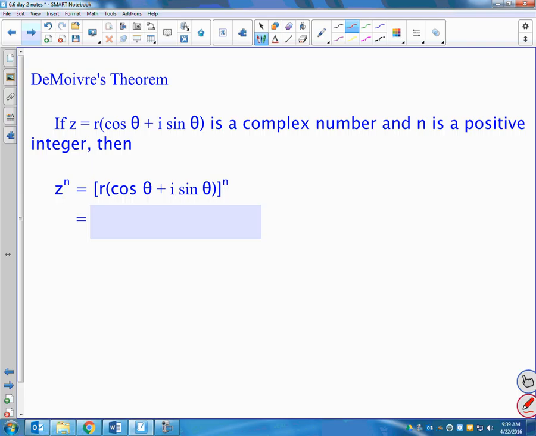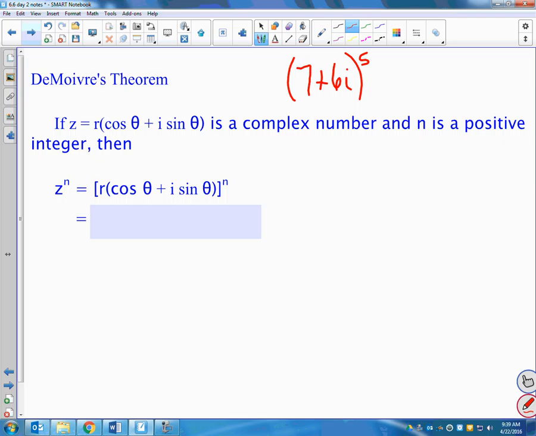If I asked you to do 7 plus 6i to the 5th power, would that be very fun to do by hand? No, that means you need 5 of them. We learned first semester, like, Pascal's triangle. That's still a lot of work. Well, De Moivre's theorem says if you change this to trig form, there's a really quick way that you can take that to a power. And so this is one of the reasons that I think it's worthwhile to know this.